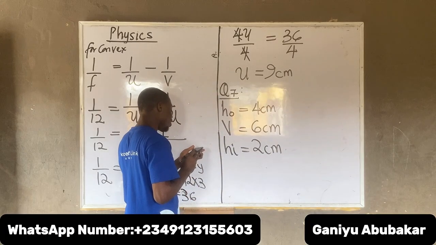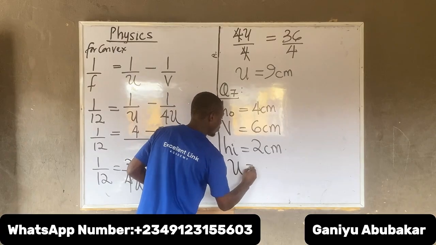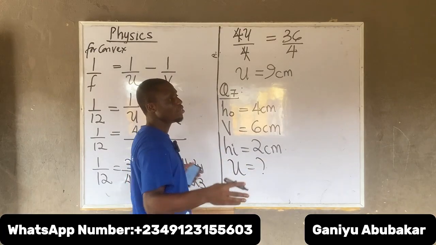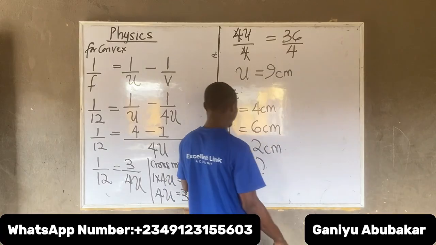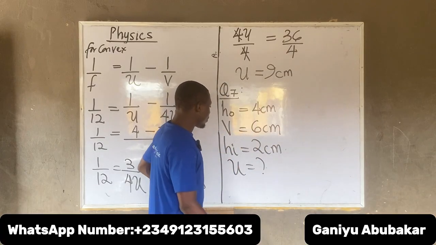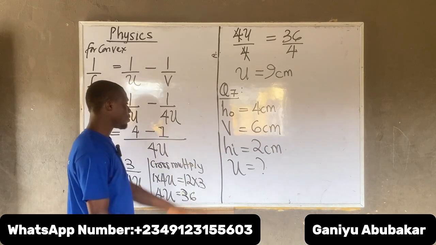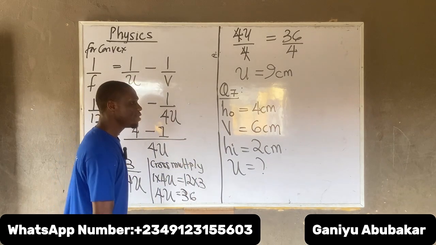How far is the object from the pinhole camera? That's U. So how far is the object from the pinhole camera? So object distance is U, right? While image distance is V, right? So that's how we have it. So we have been given this list. So we have to find U.